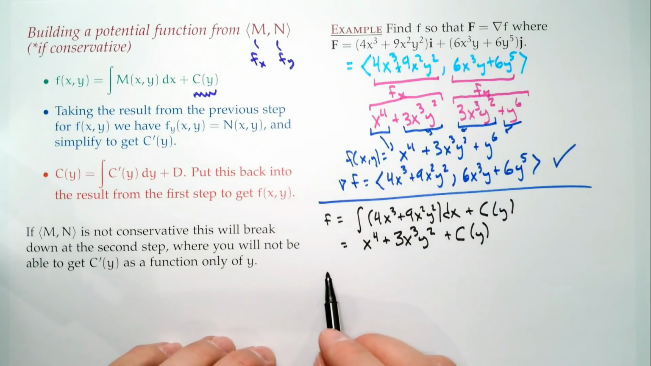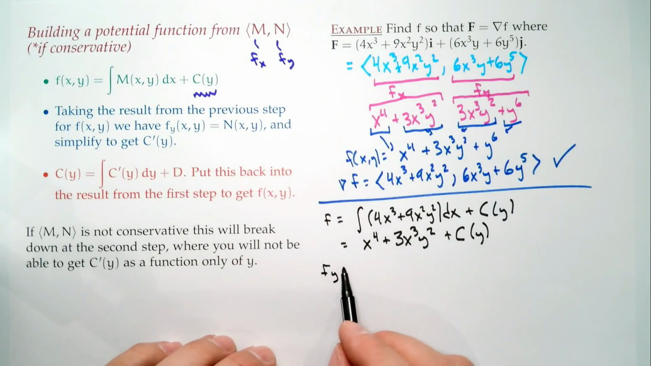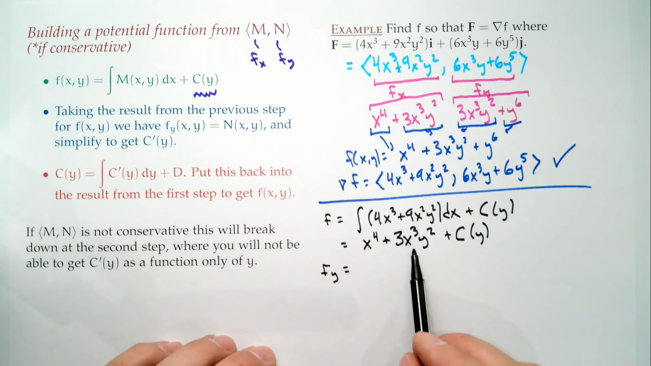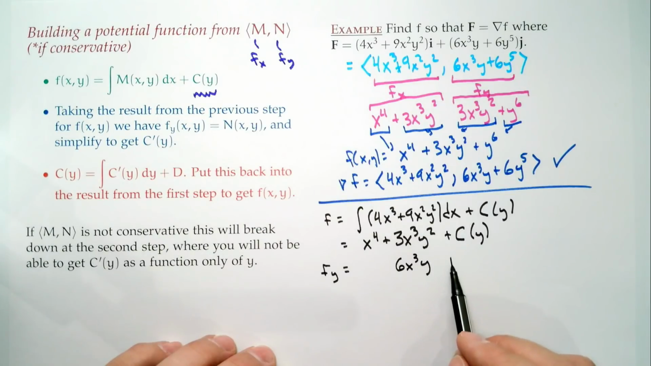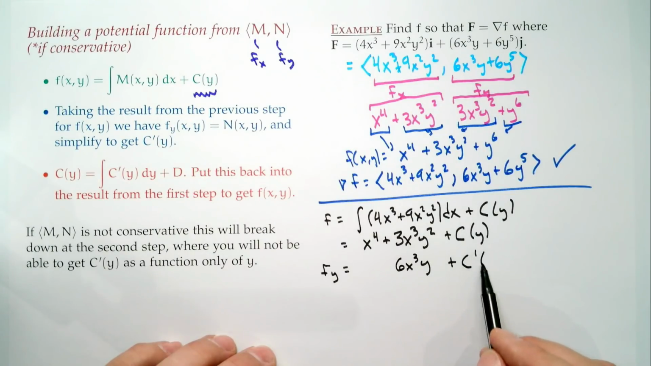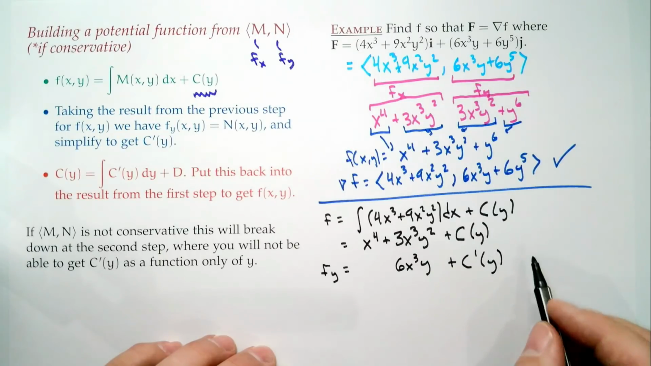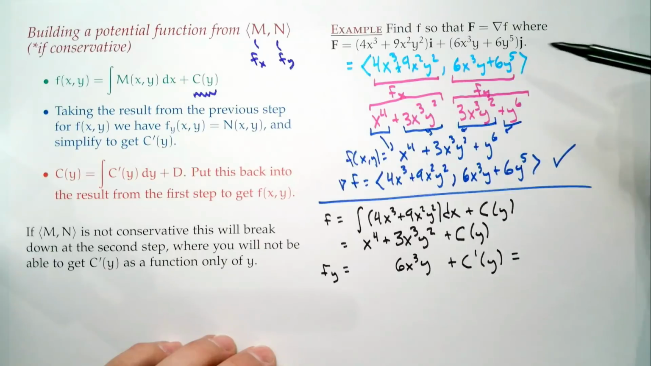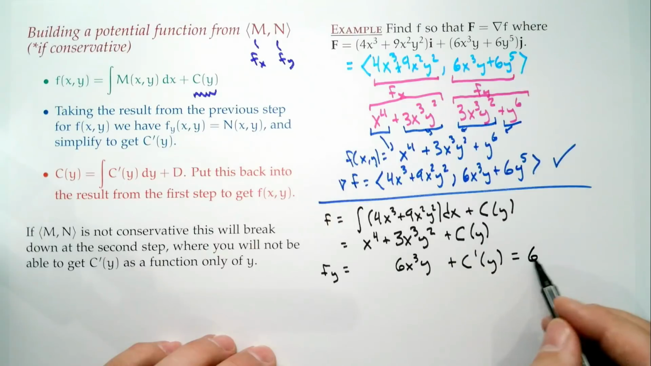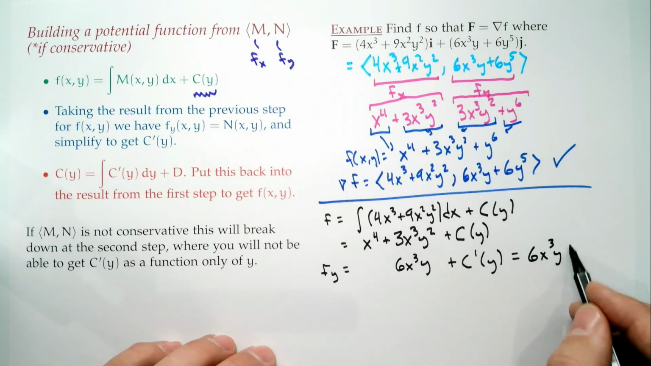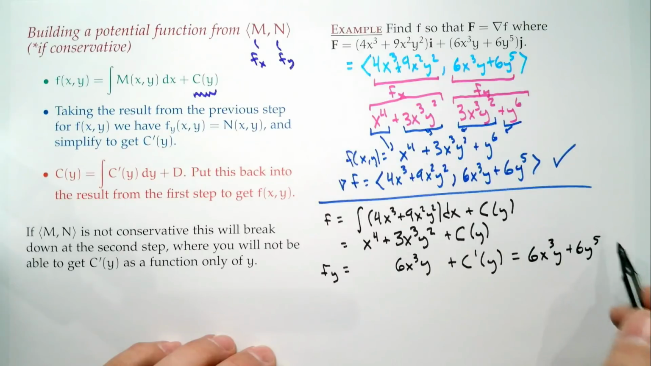And to do that, I now say, well, take the derivative of this with respect to y. Derivative of x to the fourth will go away. Derivative of 3x cubed y squared will be 6x cubed times y. And the derivative of my constant function of y is c prime of y. Well, that better be equal to what the derivative with respect to y is, which is 6x cubed y plus 6y to the fifth. So this is my n, if you will.